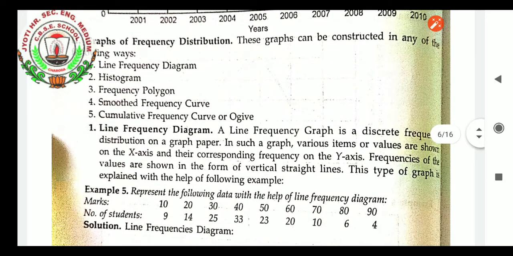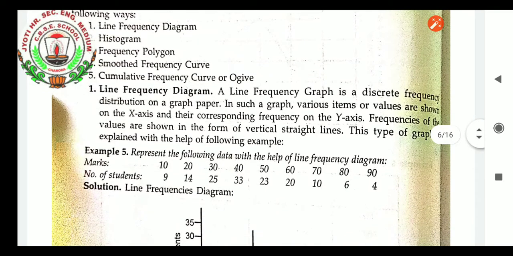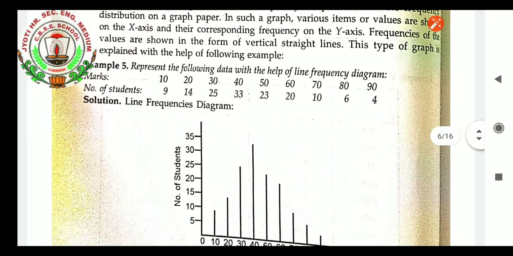A line frequency graph shows a discrete frequency distribution on graph paper. In such a graph, various items or values are shown on the x-axis and the corresponding frequency on the y-axis. Frequencies of the values are shown in the form of vertical straight lines. This type of graph is explained with the help of the following example. Represent the following data with the help of a line frequency diagram. Marks, number of students. You can see the graph there.